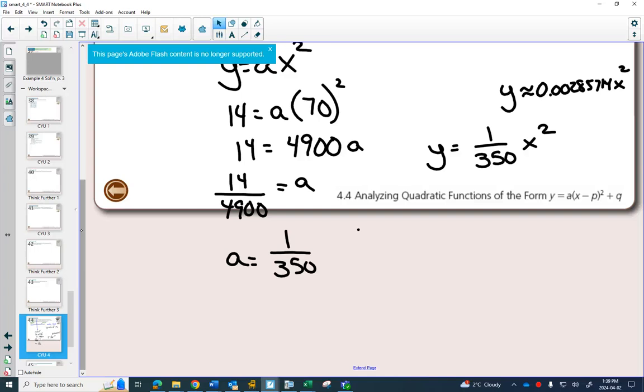Okay, so questions for practice on this one. Just circle number 11.